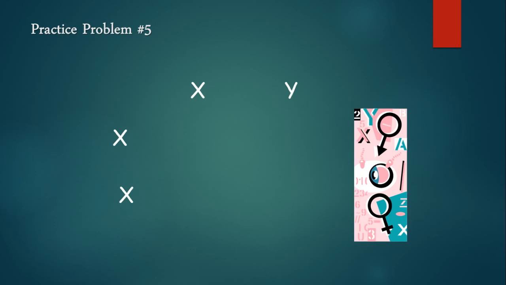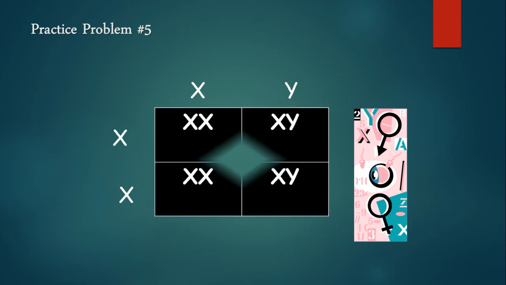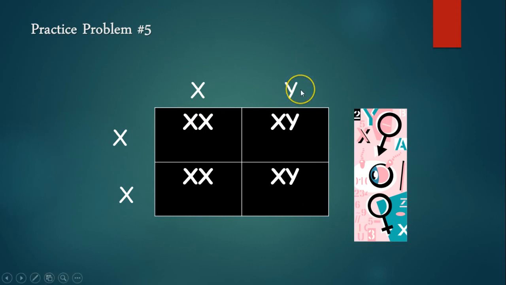So if we combine these chromosomes in a Punnett square, we see that this is the dad, the father. He has one X and one Y chromosome to pass on to his offspring. The mother can only pass on an X. When we see how those combine, it looks like there's a 50-50 chance for parents to have a girl versus a boy.